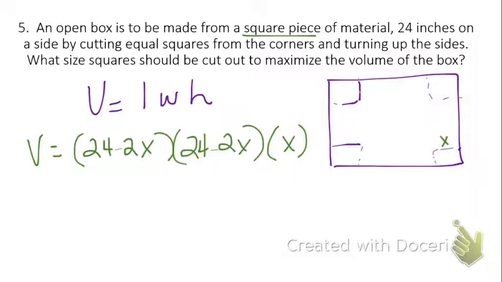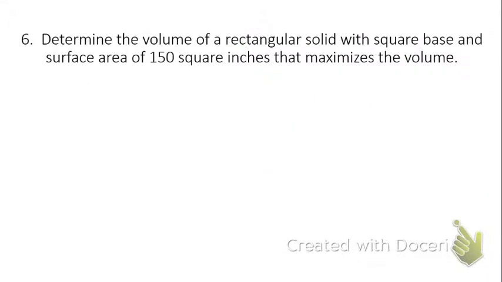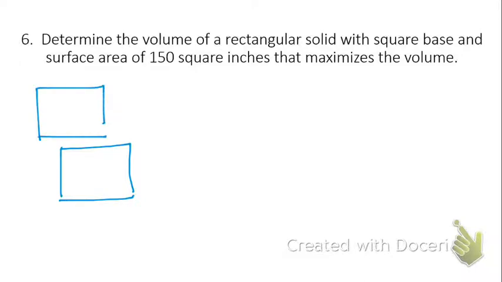Okay, last one. It tells me that my base, it's a rectangular solid, and it tells me that my base is a square. So right there's my base. This part right here is the base. And this up here is the top of it. So these are the sides. Okay? It tells me it's a square, so I'm going to call them x's. And I'm going to call the y like the height of the box.